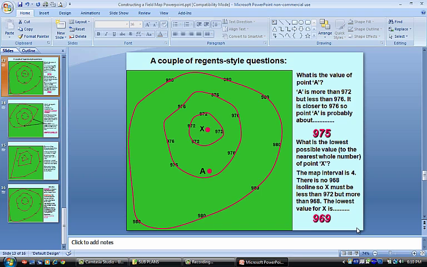What is the lowest possible value to the nearest whole number of point X? This map interval is 4. There is no 968 isoline, so X must be less than 972, but more than 968. So we'll say the lowest value of X is 969.